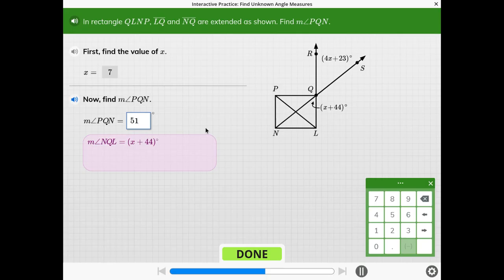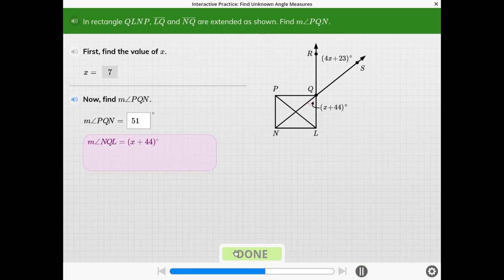Alright. X equals 44. But that is not solvable. See, it is 51, but I already said this wrong. So, yeah. Angle NQL is 51 degrees.